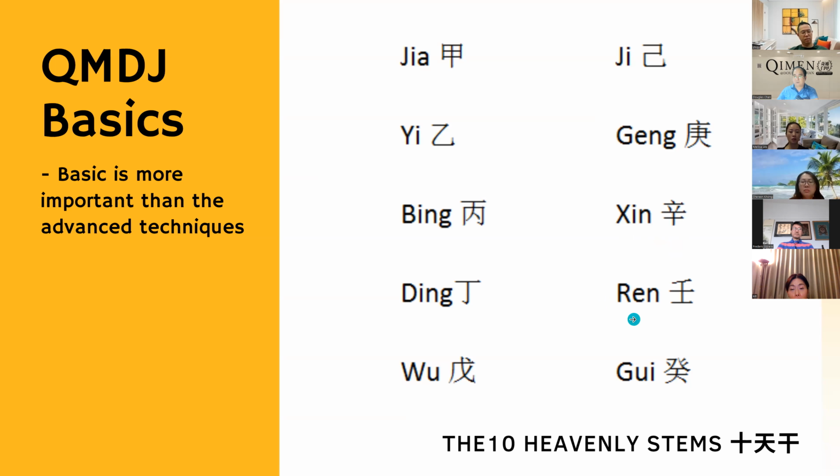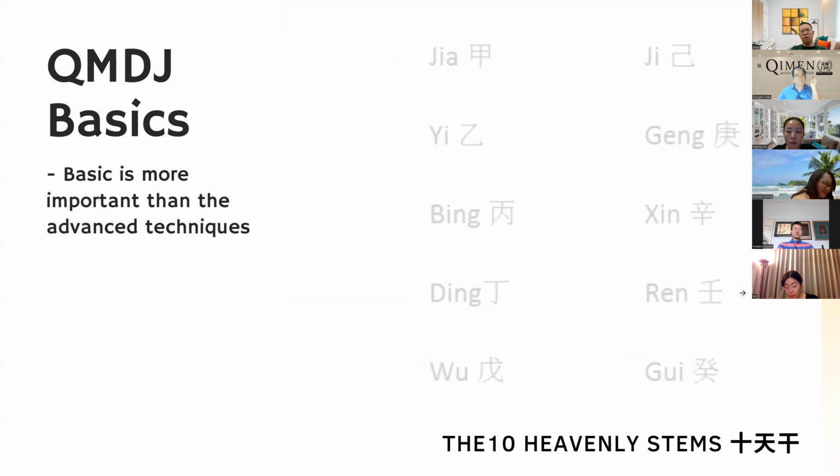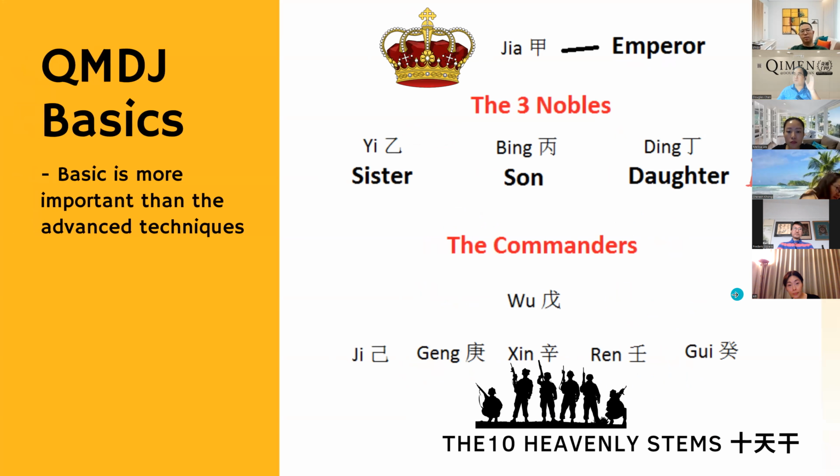R-E-N is Ren. And then here is a bit difficult because although it's G-U-I, a lot of people pronounce it Gui, but in actual fact it's called Kui, using the K sound. So in terms of pronunciation, it's K-U-I, it's Kui. It's not Gui here, it's Kui. Use the K sound as a representation. Okay, so we have 10 different stamps.